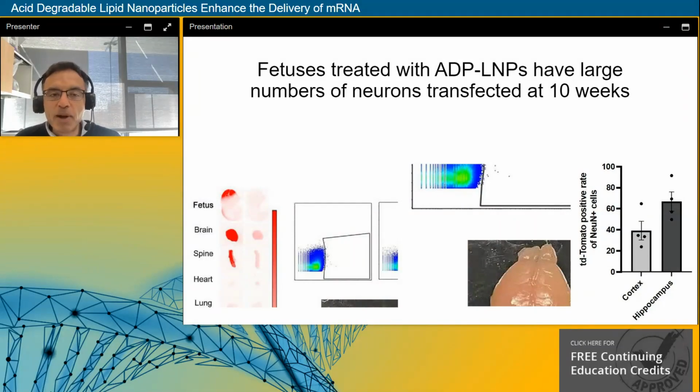Again, it's just absolutely impossible to come even close to this if you were to try an intracranial injection in the cortex or hippocampus of a mouse that was actually 10 weeks old. You have to do it in utero if you want to get these numbers. And with these numbers, you can really do a lot of therapeutics. You can also really, I think, treat a lot of diseases.